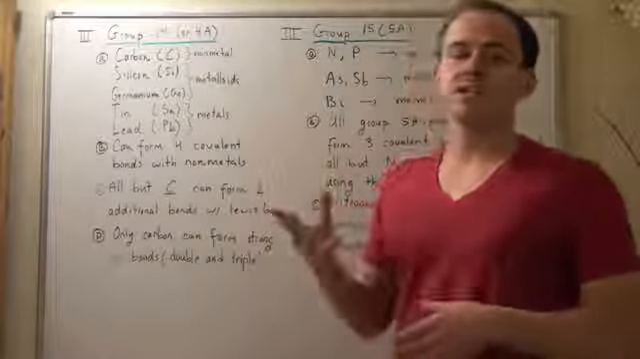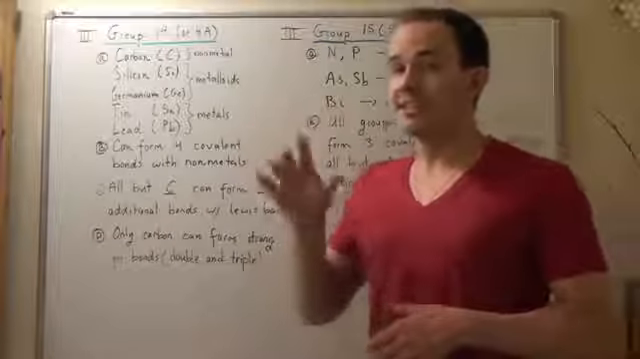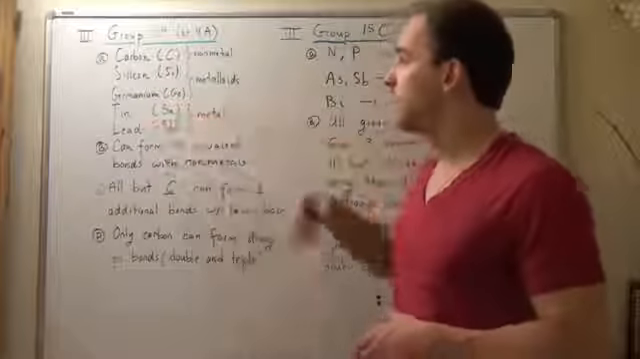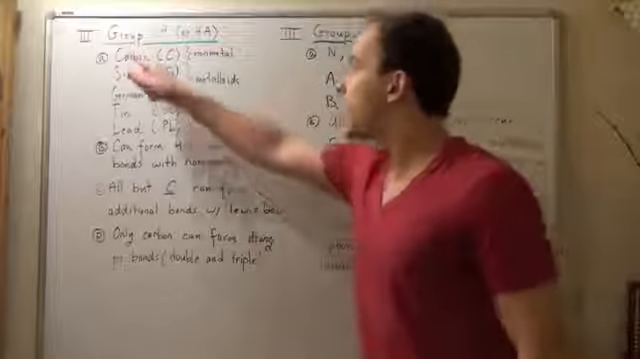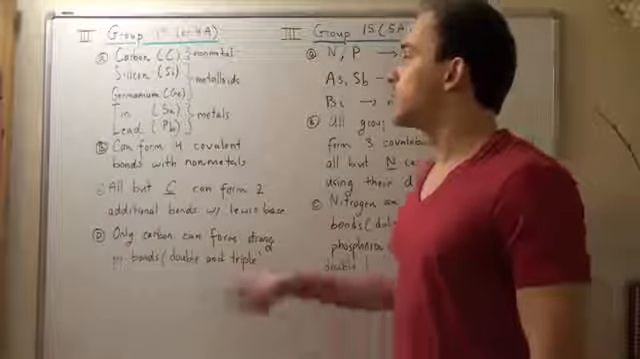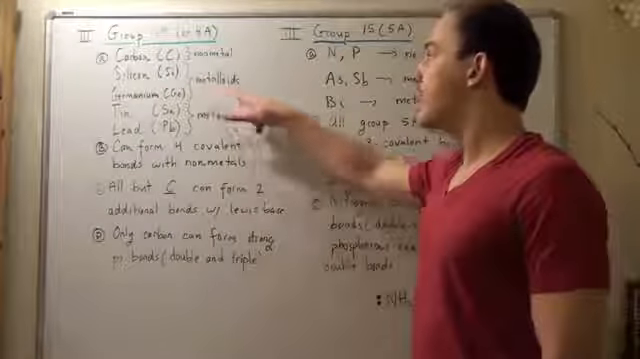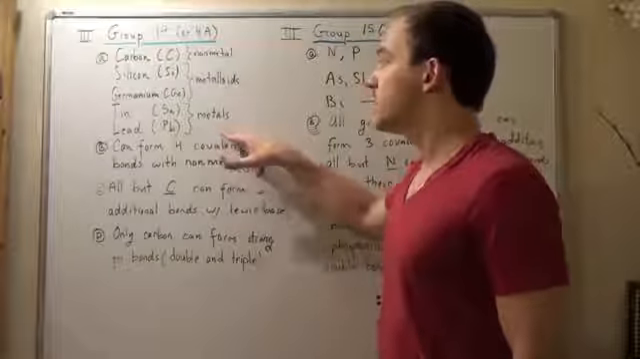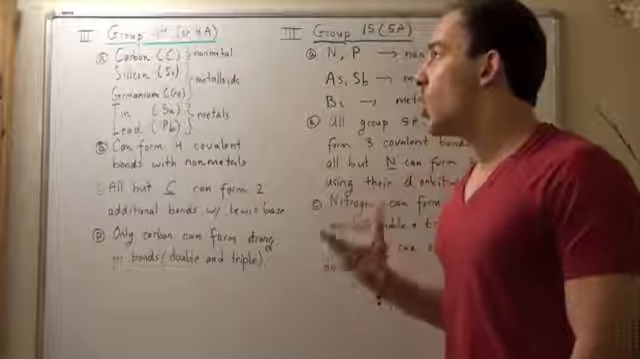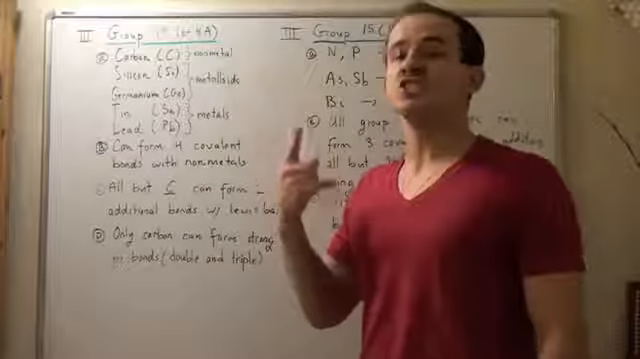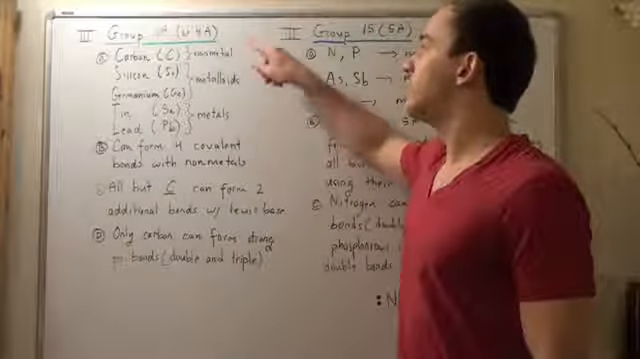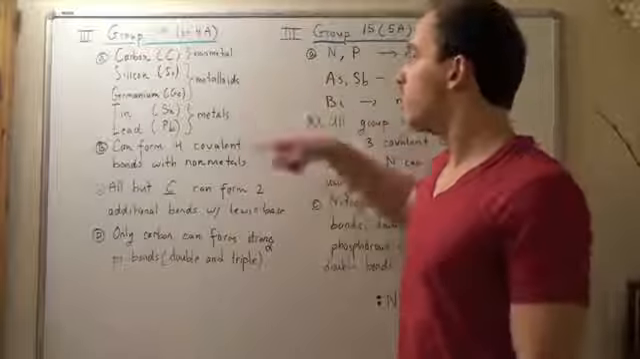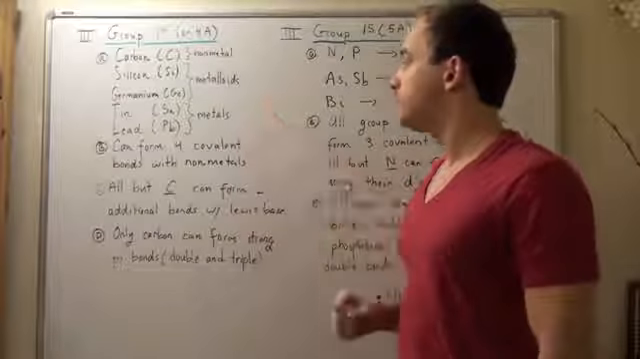Now this group consists of at least 5 elements, and the important elements are listed below. We have carbon, which is a nonmetal. We have silicon, which is a metalloid. We have germanium, which is also a metalloid. And we have 2 metals, tin and lead. Now notice that in our group we have at least one nonmetal, at least one metalloid, and at least one metal.